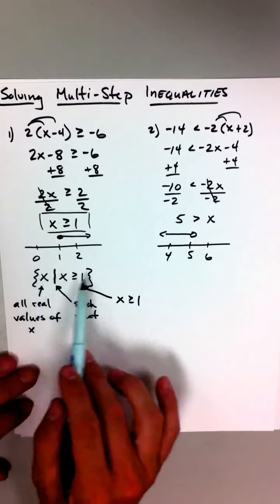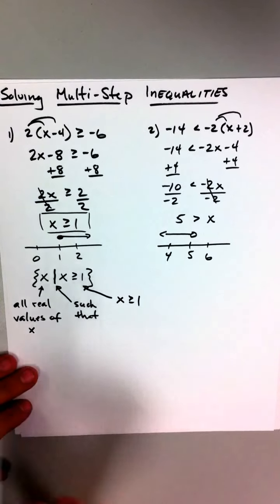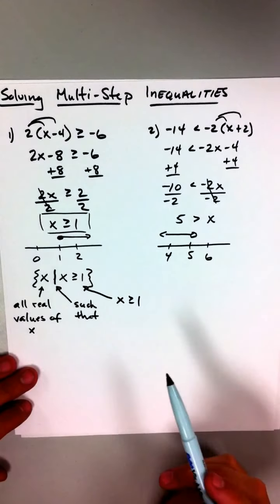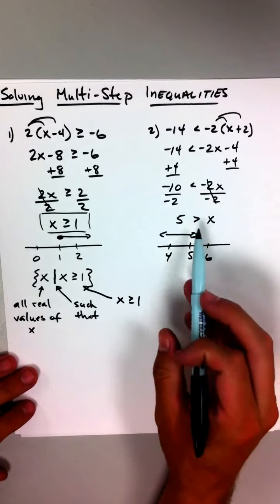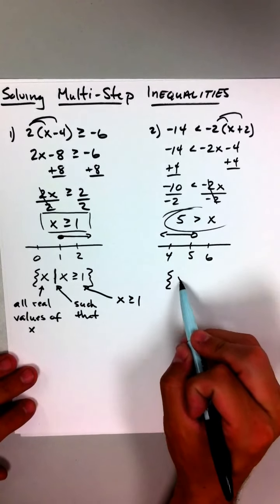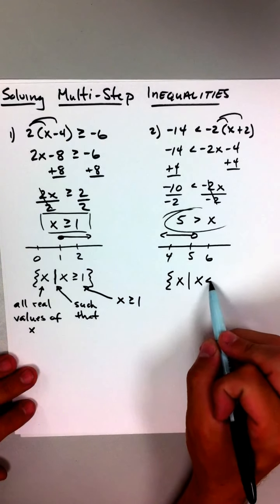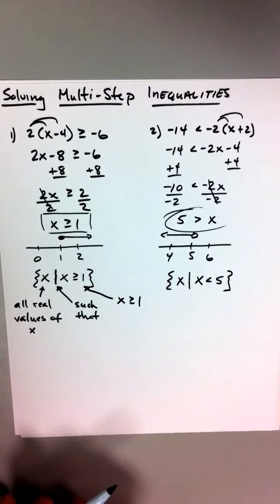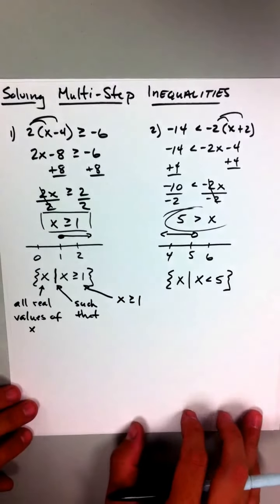So the way you would read this, just by looking at it, you would say all real values of x such that x is greater than or equal to 1. And that's what you call set notation. And traditionally we use set notation when we give answers to inequality problems. So let's try this one. Here's our answer here. So I would write it like this. Since we're using x again, I do all real values of x such that x is less than 5. Now, there are different subtle variations on how to do that, but for the most part, that's how you write set notation.